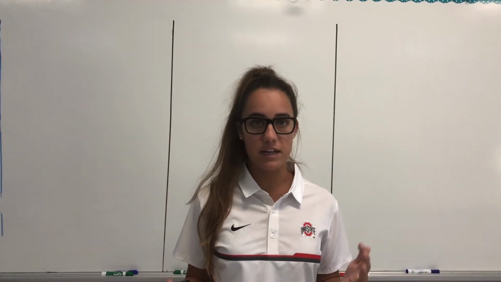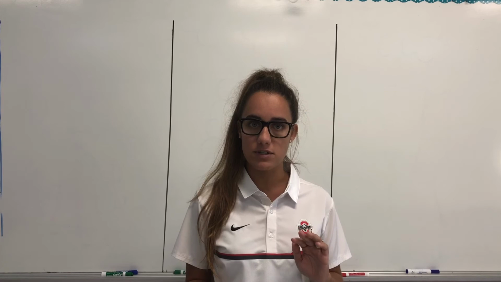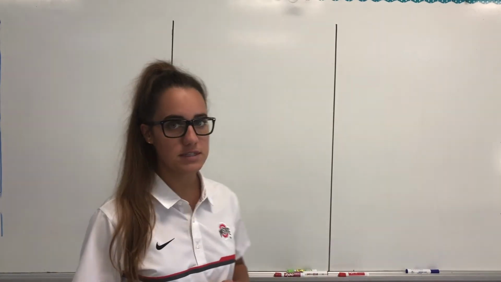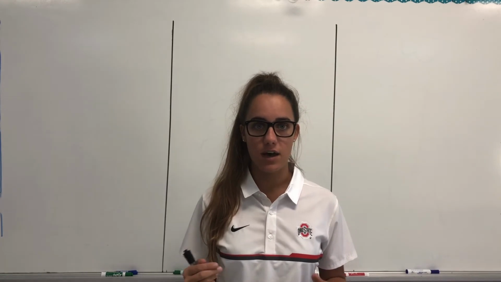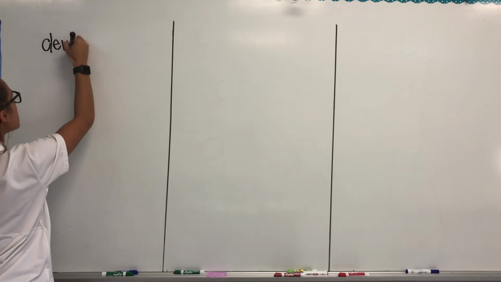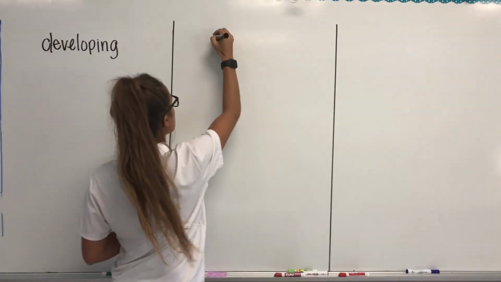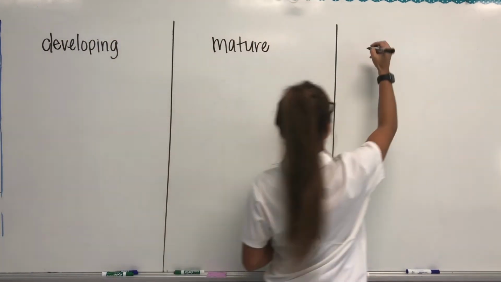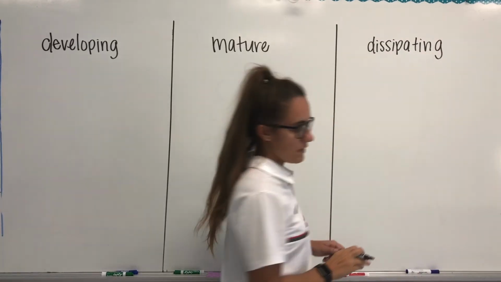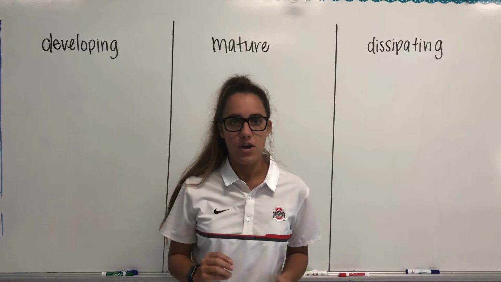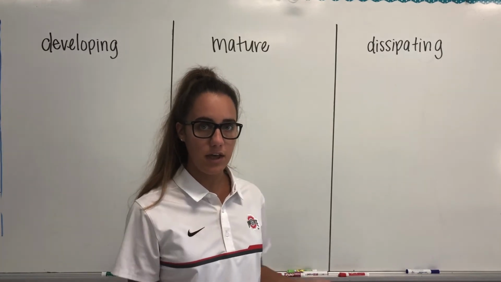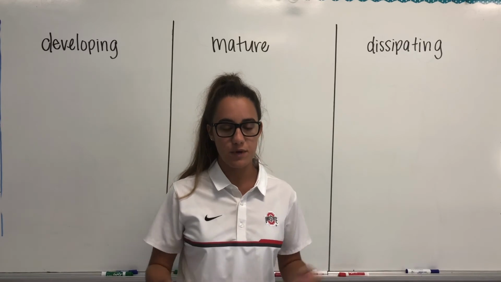Okay, so now what I'm gonna have you do is flip your paper over to the blank side, and we're going to label the 3 columns as the 3 stages of the thunderstorm life cycle. Now, for each stage, I have just a few things that I want you to write down that will help you on the quiz and just for future reference.